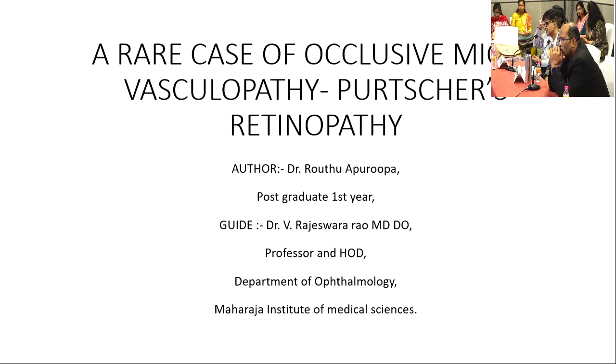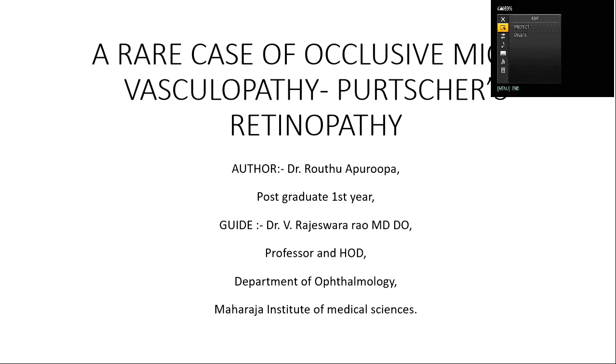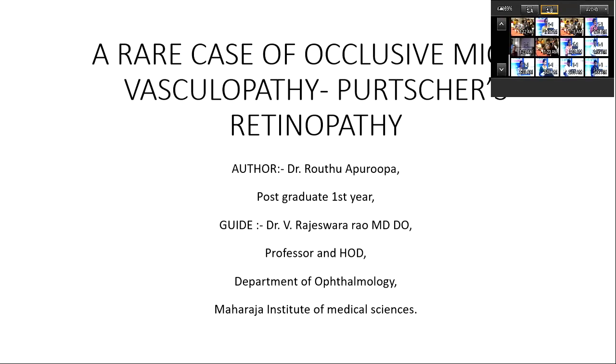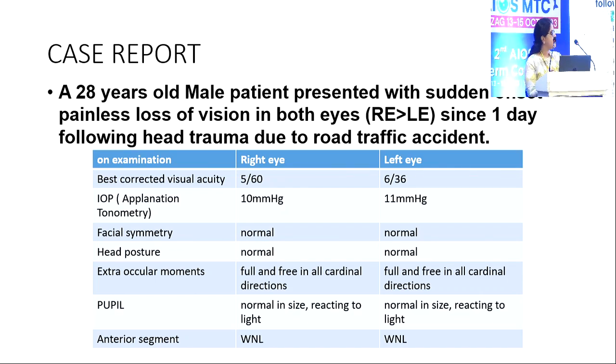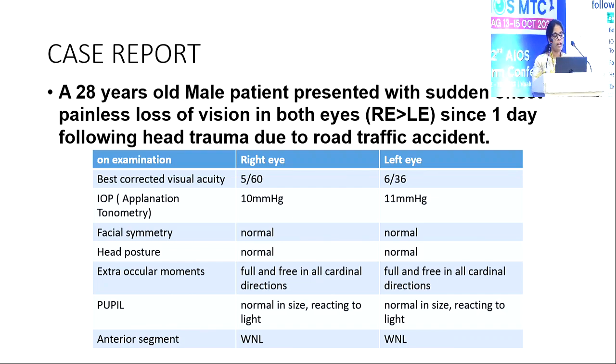I am presenting you a rare case of occlusive microvasculopathy, which is Purtscher's retinopathy. A 28-year-old male patient presented with sudden onset painless loss of vision in both eyes, right eye more than left eye, since one day following head trauma due to a road traffic accident. On examination, best corrected visual acuity of the right eye is 5/60 and the left eye is 6/36. IOP is 10 in the right eye and 11 in the left eye.